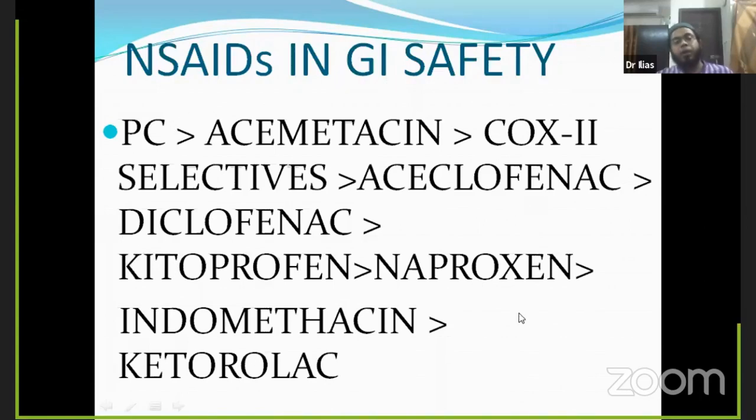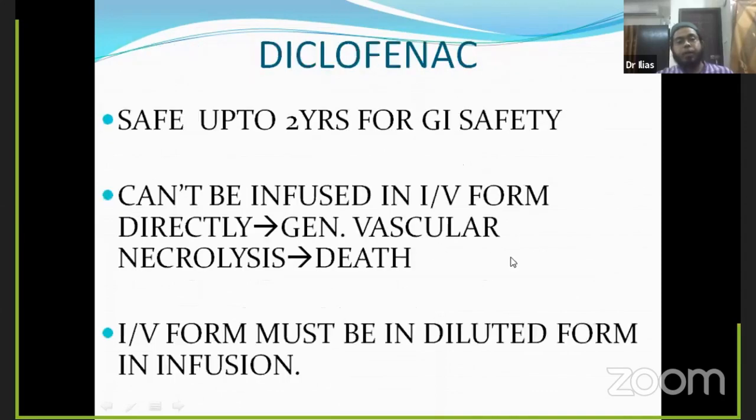Okay, I'm going to the next slide. You see, I'm mentioning some of the information about the diclofenac. Diclofenac is safe up to 2 years for GI safety, mind it. We can prescribe the diclofenac for 2 years, okay? And it shouldn't be infused directly in the IV form, mind it.